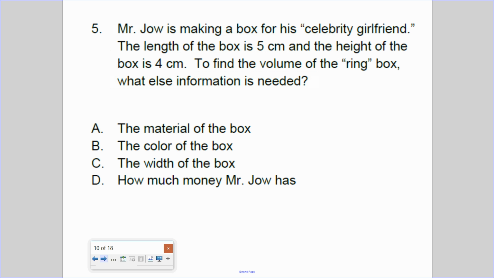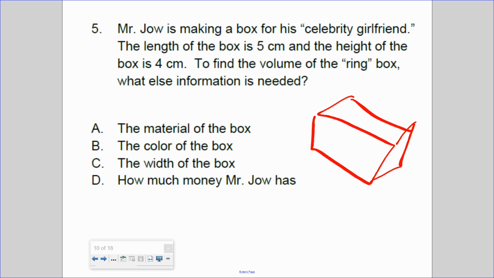Number 5. Mr. Joe is making a box for his celebrity girlfriend. The length of the box is 5. The height is 4. To find the volume, what other information does he need? I think I forgot to give the width. C is the answer. It's not about my money because she is a celebrity, so she makes way more money. I don't think she cares about a box unless it's a baby blue from Tiffany. And the material is just a box.